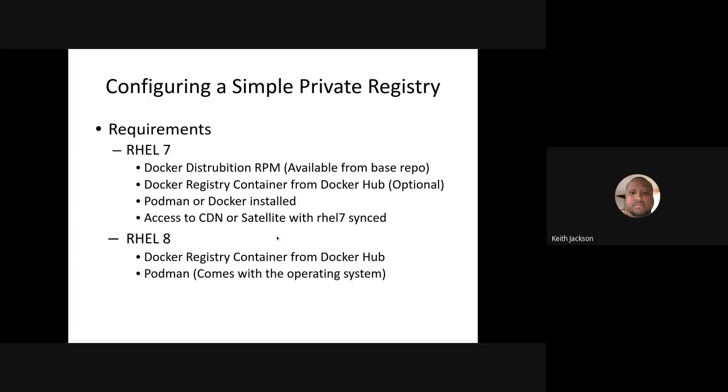For RHEL 8, you really can't run the Docker distribution RPM, at least from what I could find. That's not offered as part of the base repository. It could be offered from EPEL, I haven't checked. But your main way to run a private registry, at least on RHEL 8, to get a simple one up and going, is you're going to run a container. And with that, RHEL 8 does package Podman with it. It's just a checkbox when you're deploying the server for container tools. And then once the server's done installing, you'll have Podman installed and be able to manage and distribute container images.